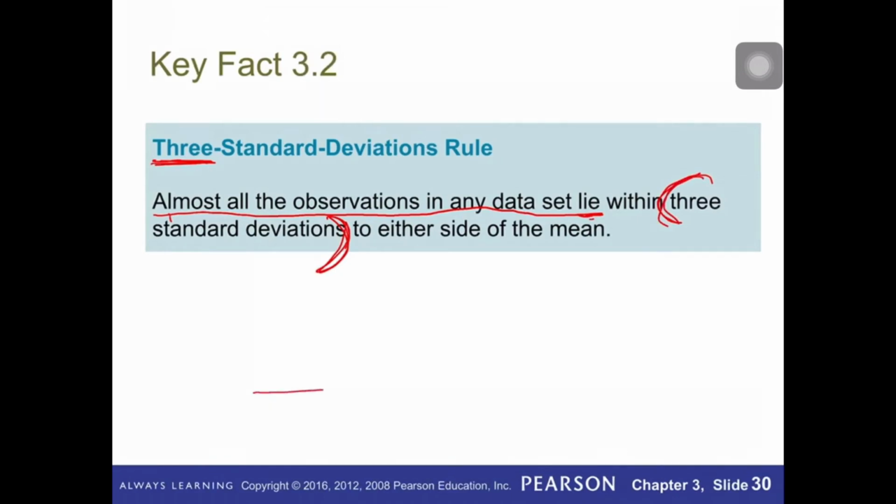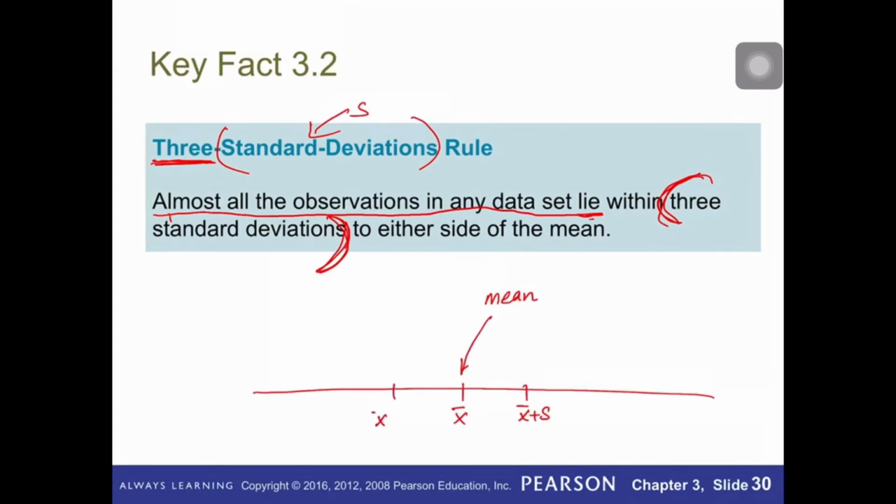Okay, I'll draw it for you. This is your values. Here it is x bar. What is x bar? It is the mean of the data set. And what does simple S mean? Standard deviation; we denote standard deviation by S. So here x bar plus S, mean plus standard deviation. From the left hand side, x bar minus s, mean minus standard deviation.